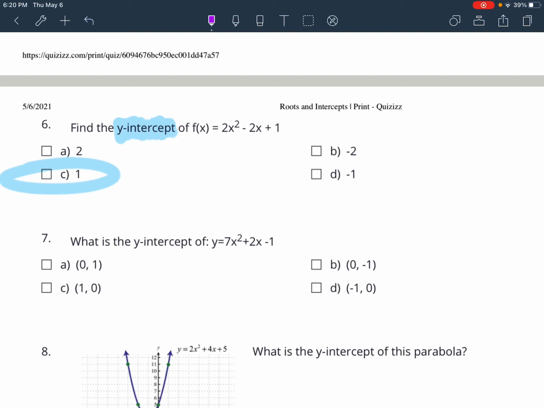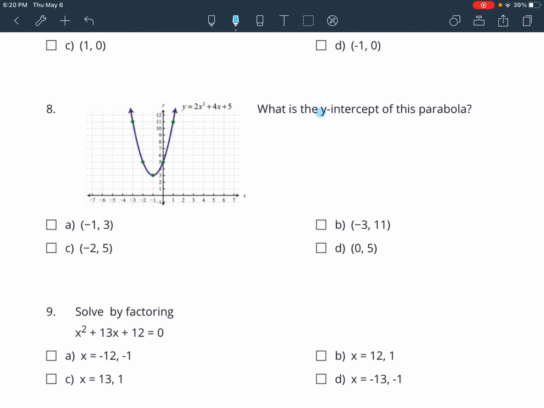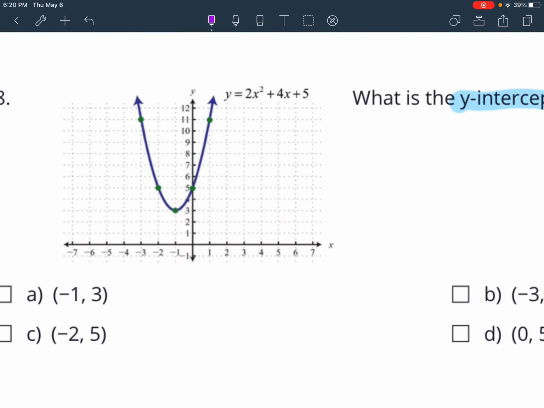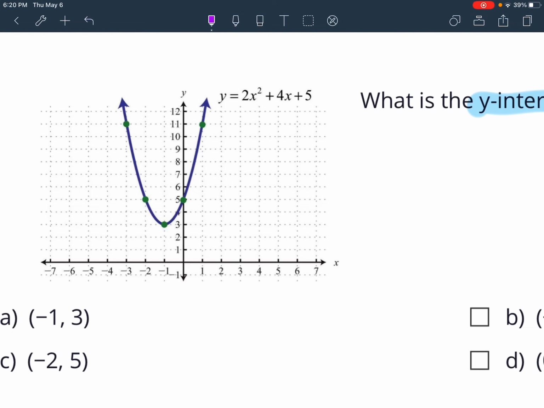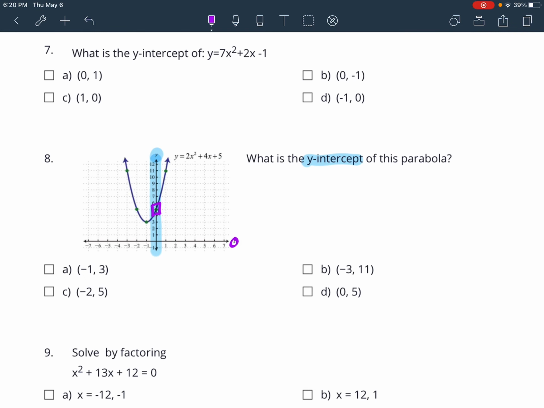Now what, number 8? What is the, oh, again, y-intercept, trying to trick you, all right? Y-intercept, you come over here. And this is the x-axis, right? But we don't want x, we want the y-intercept. So does it cross the y-axis? Yeah, right there, the number 5. So then that would be your y-intercept. And then you have to figure out what point is that? It's 0, 5. So 8 is letter D.